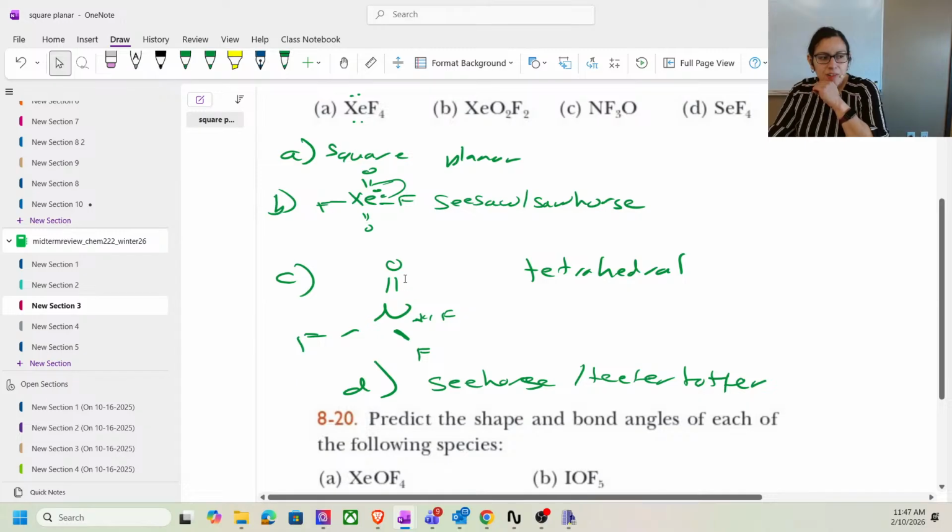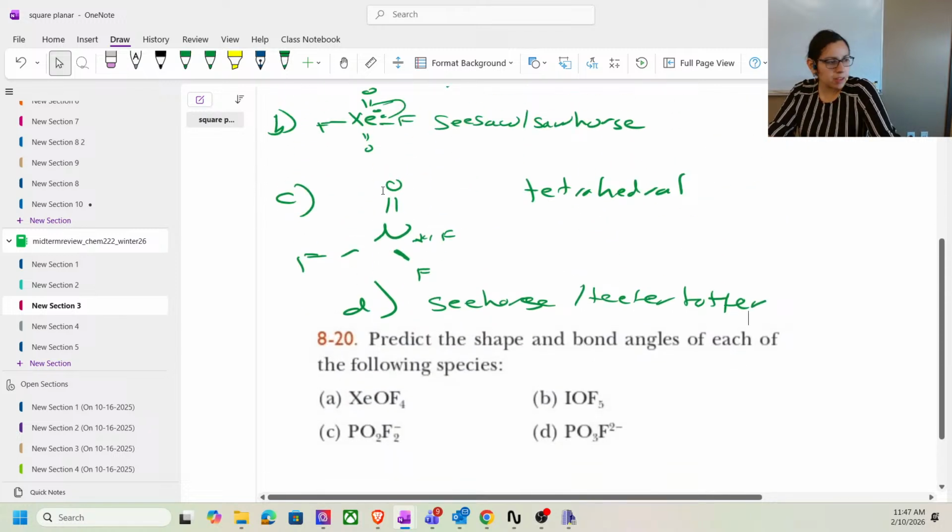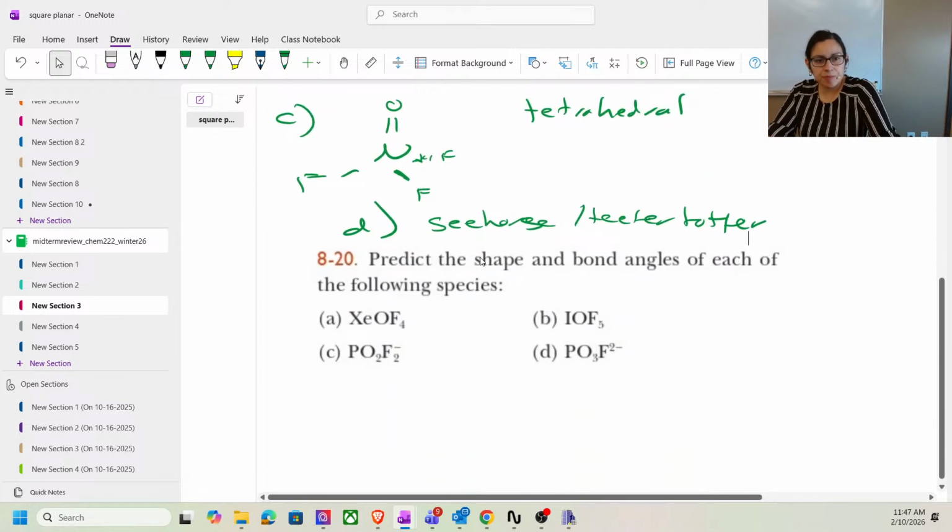It can happen with nitrogen and oxygen. It's really just that scenario. I know we don't see too much on the second row, but yeah, they can make double bonds like that.